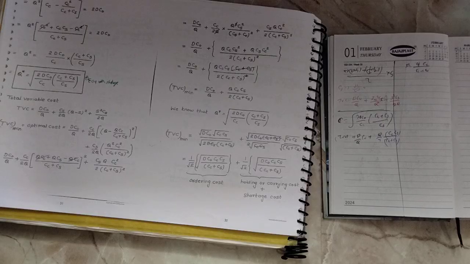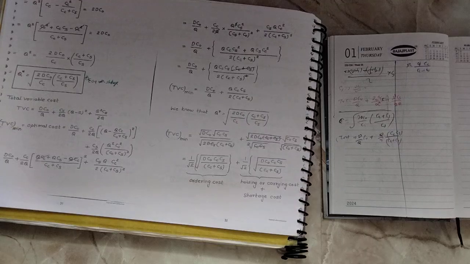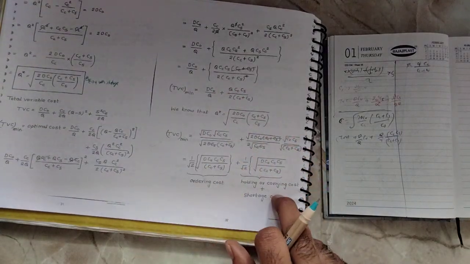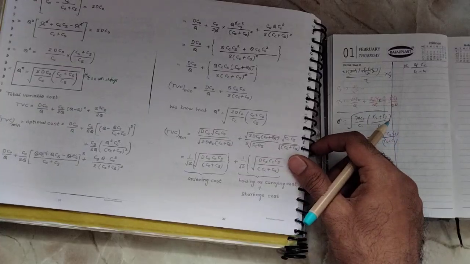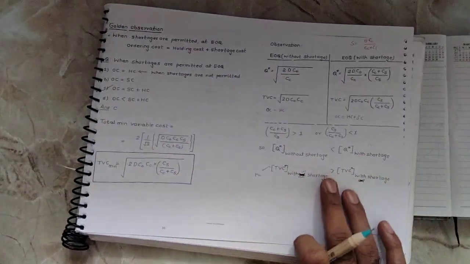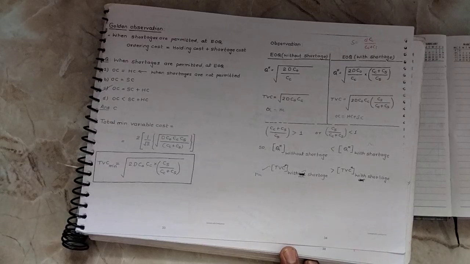It's the basic thing I just wanted to tell you. Whenever you put this, it means Q dash. You get to see this Q dash is here, you can see this right here. So that is the total variable cost for minimum.